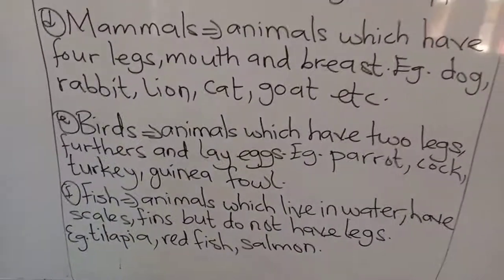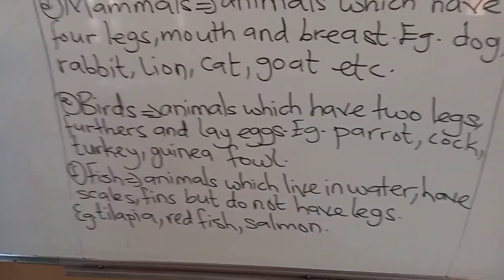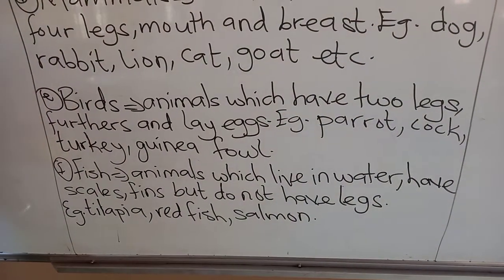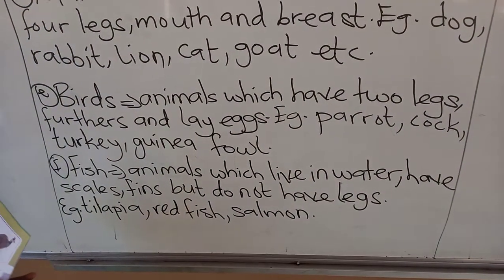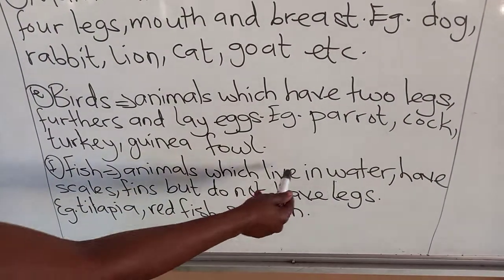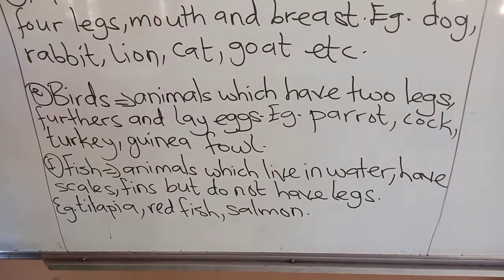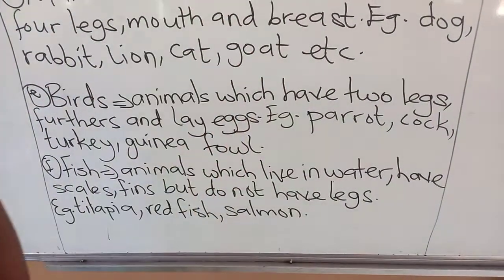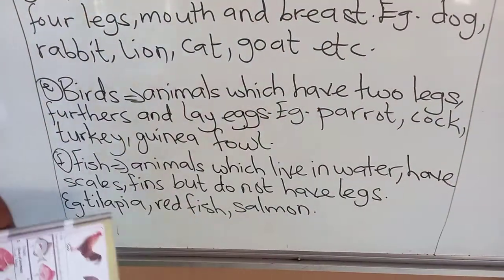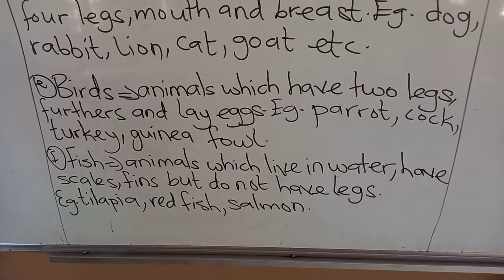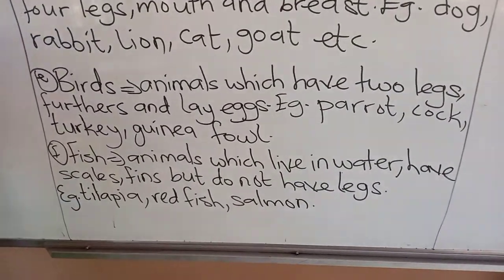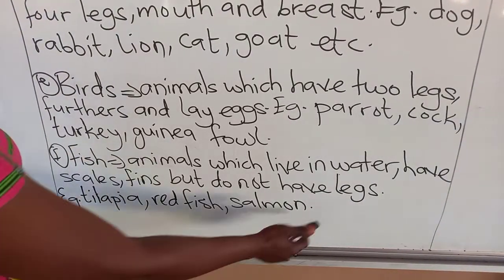We have fish. We've been chewing fishes every day. Sometimes we chew them down, not knowing what their names are. So what are fish? Fishes are animals which live in water, have scales, fins, but do not have legs. Fishes do not have legs because they swim in the water. So examples we have tilapia, redfish, and salmon.